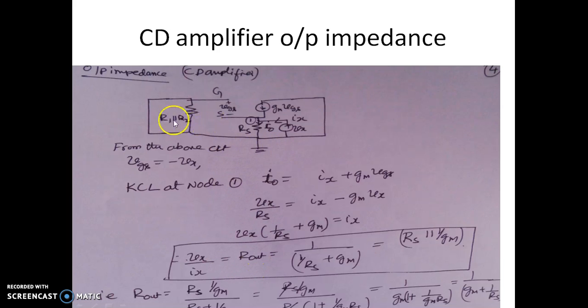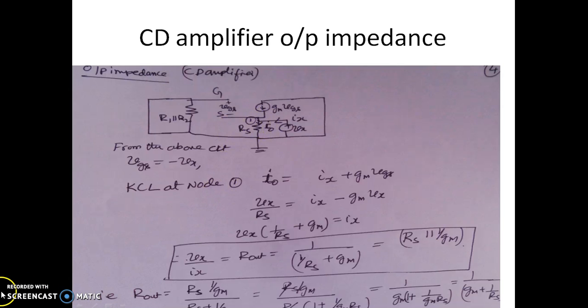the Rout. Since the input is short circuited, the voltage VGS happens to be minus of the drop at this point, which is nothing but minus Vx. The Vx is applied here, and the same thing is coming with a negative polarity here. So VGS is minus Vx.